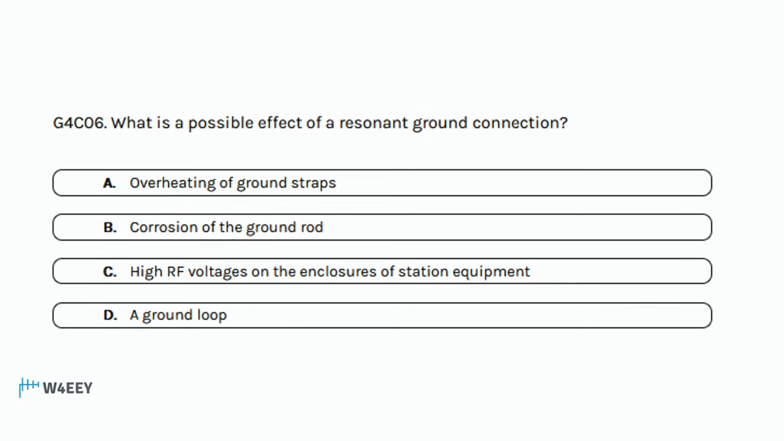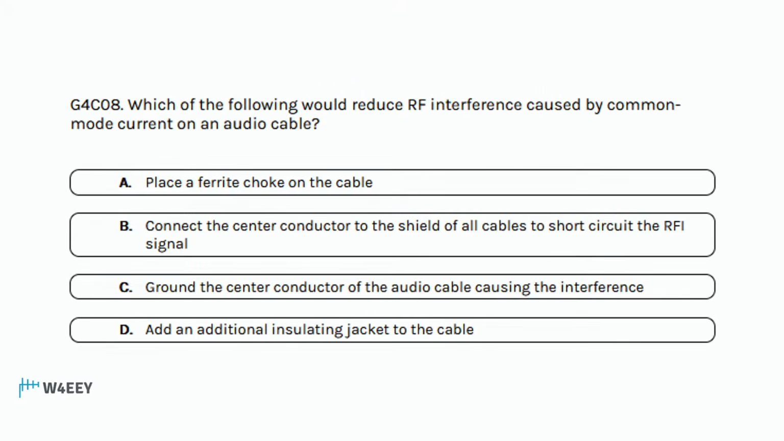And what is a possible effect of a resonant ground connection? High RF voltages on the enclosures of station equipment. That's when the wire is a quarter of a wavelength long.